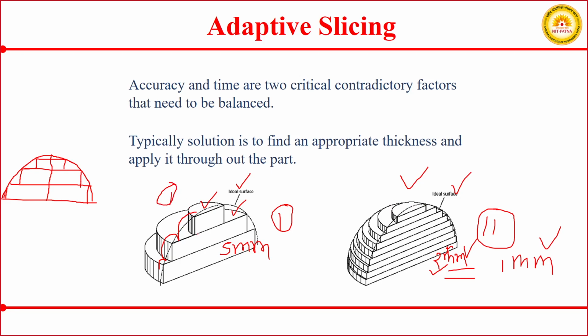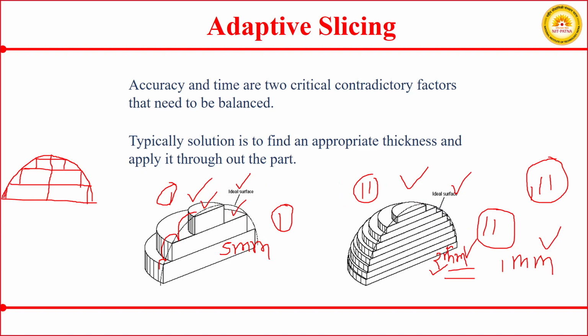So in the first case you have 5 mm layer thickness, in the second case 2 mm layer thickness, and in the third case suppose 1 mm thickness. But this is the accuracy part. You will have a more accurate surface as soon as you reduce the thickness of your layer height.